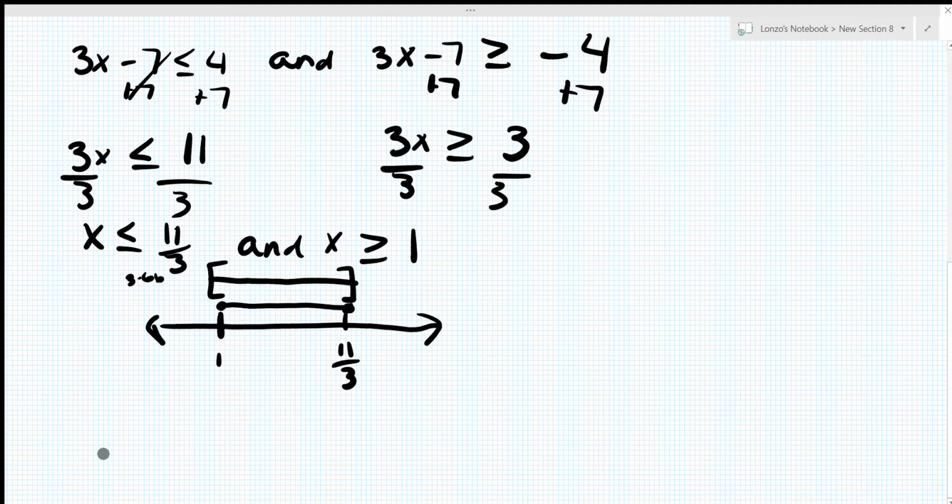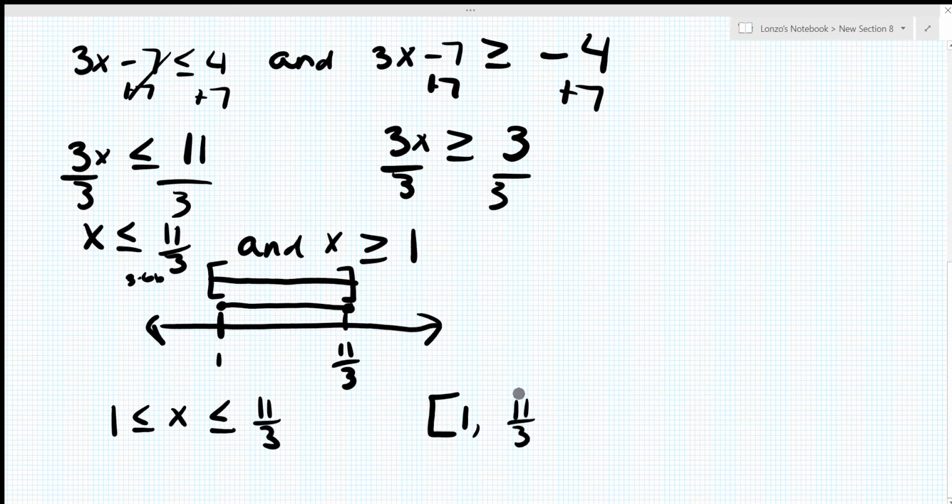So we would write this as, how do I write this in notation form? It would be 1 less than or equal to x less than or equal to 11/3, right? So x is less than or equal to 11/3, and this one is always flipped, so it's like saying x is greater than or equal to 1. So our boundaries are from 1 bracket to 11/3 bracket. Yeah, that's how you do that one.